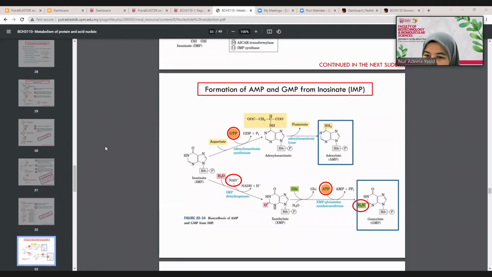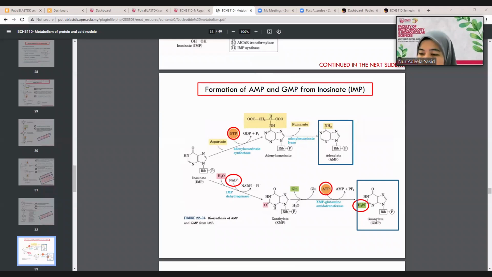So from IMP, it can undergo another two reactions to produce adenylate. In the production of AMP, it will produce adenylyl succinate, and it involves the hydrolysis of GTP, so it's a high energy reaction, catalyzed by adenylyl succinate synthetase. IMP reacts with aspartate to form adenylyl succinate. Then adenylyl succinate releases fumarate, catalyzed by adenylyl succinate lyase, to produce AMP.